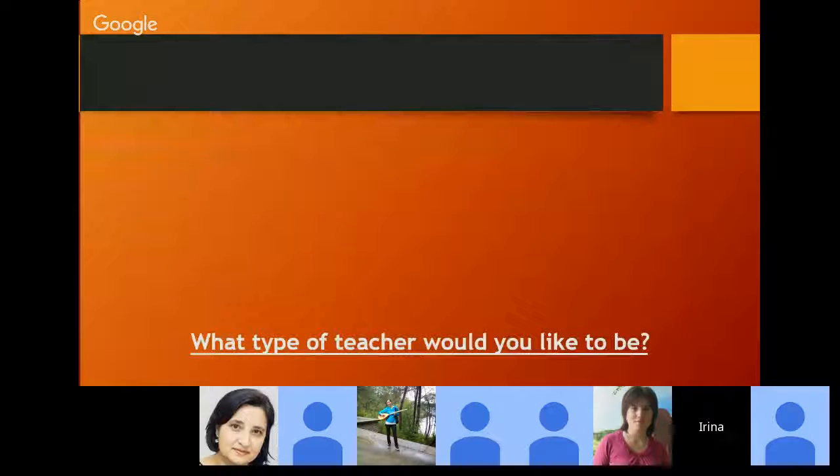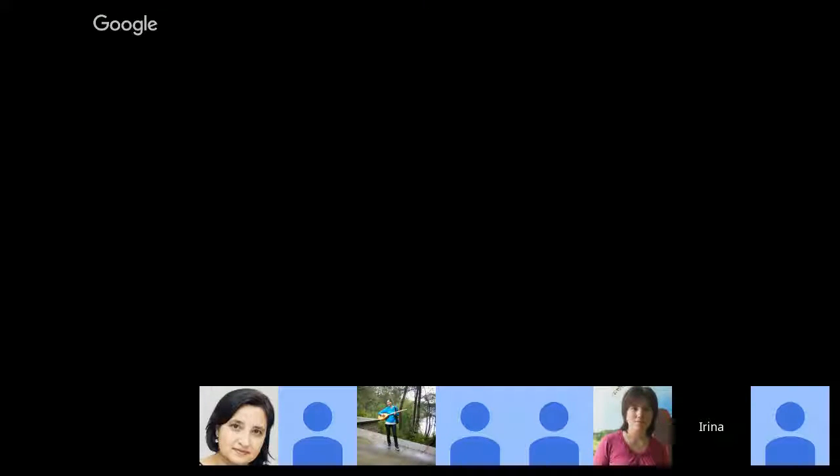So from these three types, which type is closer to you right now? What type of teacher are you now? The explainer, the involver, or the enabler? And what type of teacher would you like to be? Let's discuss a little bit. So what type of teacher are you now from these three characteristics that we discussed, and what type of teacher would you like to be?